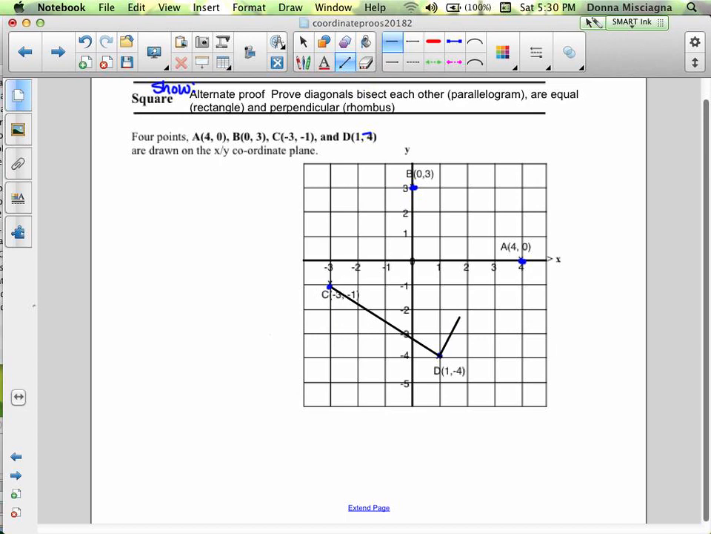Our first step is to graph the figure if it is not already graphed for us on a coordinate plane. Second step is to write down what we're going to show. The figure really gave us the show, so we will take that show. All right, and then since we're going to be working with diagonals, let's graph the diagonals. Let's see if I can do this reasonably straight.